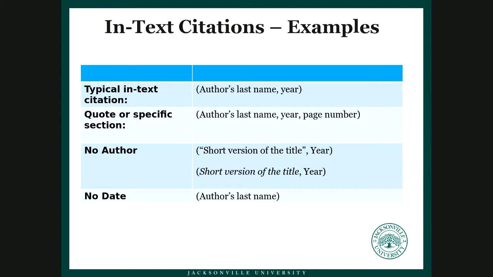The last example is if there's no date. If there's no date, just skip it. So we're just going to have the author's last name. And typically in APA, you just cite what you see. So if you don't see something, don't cite it. If there's no date, just leave it out.